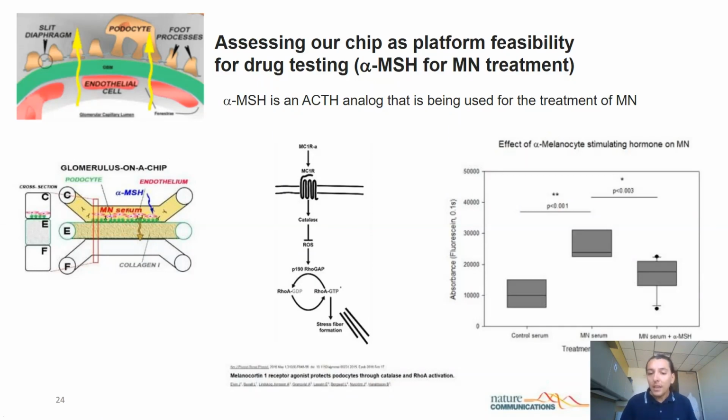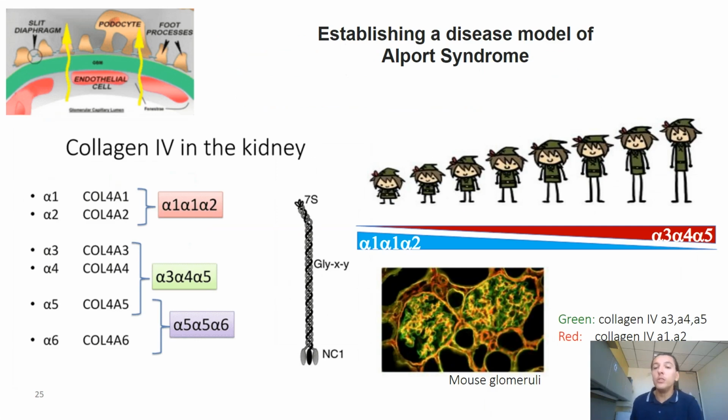And in our case, the alpha melanocortin 1 hormone was able to lower and prevent the loss of albumin in our chips when it was administered at the same time with the MS patient sera, suggesting that indeed we can use our systems also to study the response to drugs and how efficiently this drug could rescue patients before moving to clinical trials.